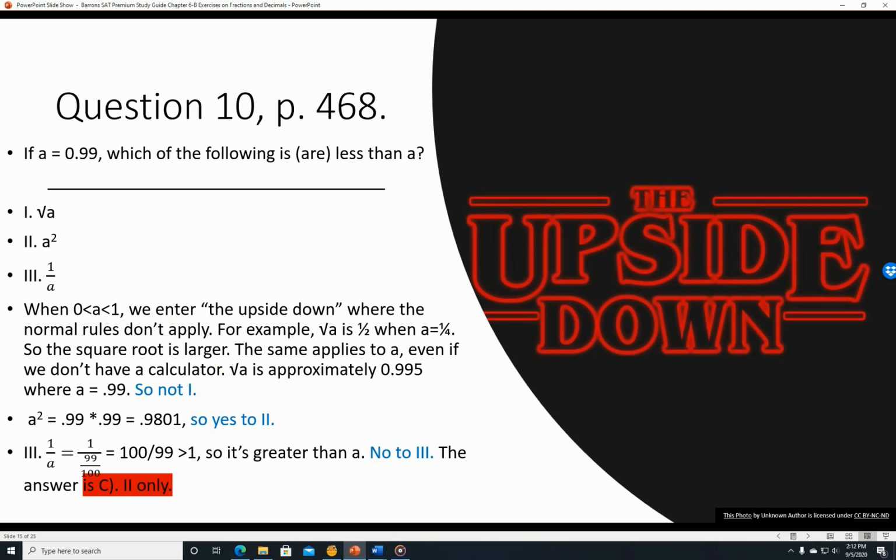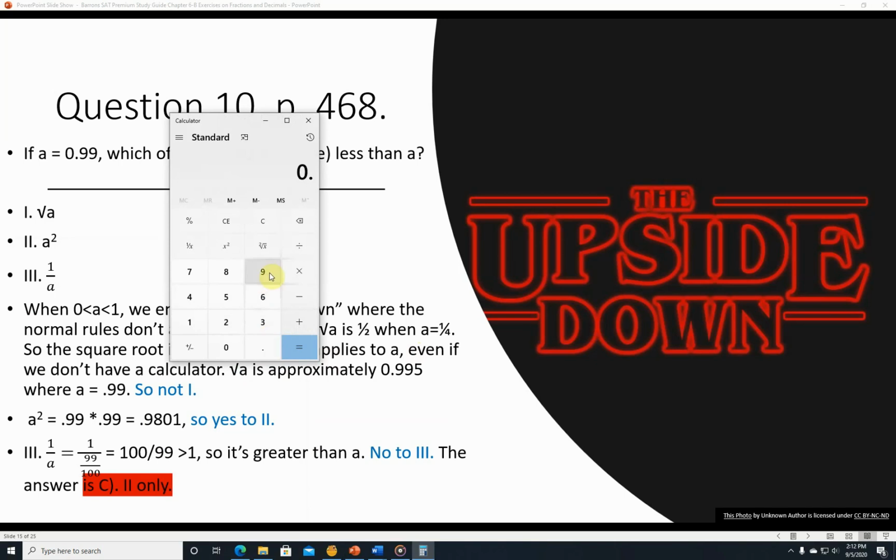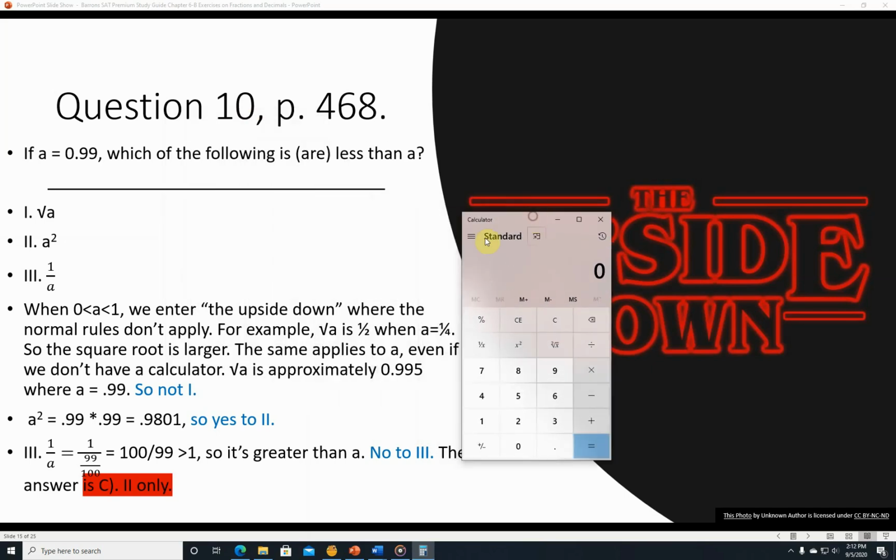A is 0.99, that's just barely, 1% less than 1. And so the square root of A is approximately 0.995. That's really easy if you have a calculator. You just go 0.99, what's the square root? Yeah, 0.99498, so just 0.995. Anyway, you just have to know that if it's less than 1, the square root is going to be larger, so it cannot be less than A. Okay, 2, A squared: we go 0.99 times 0.99. We get 0.9801. So 2 is less than A.